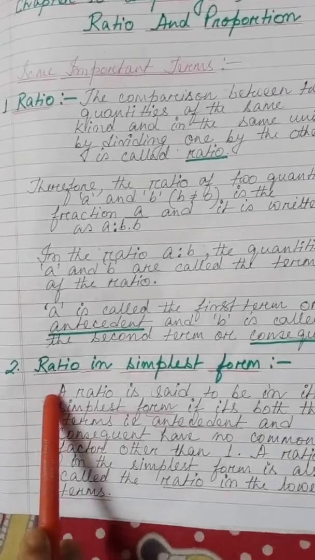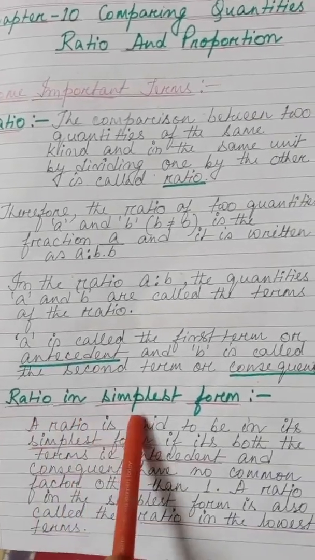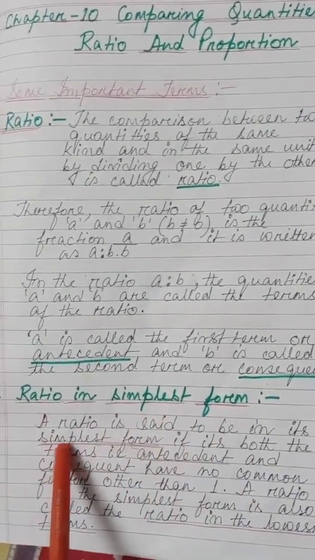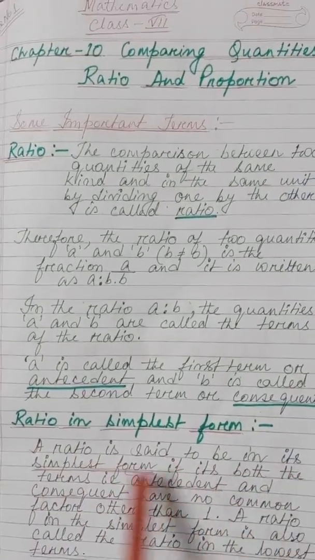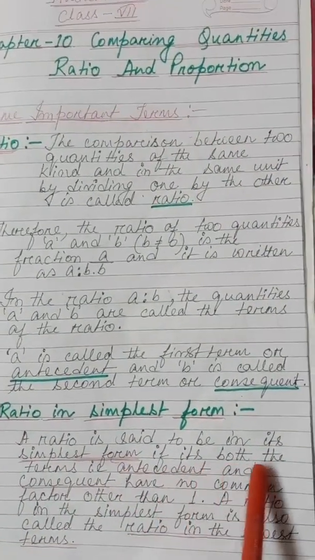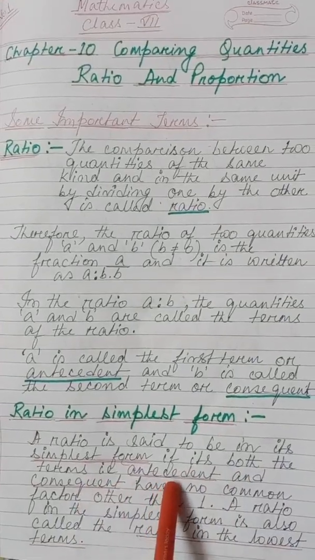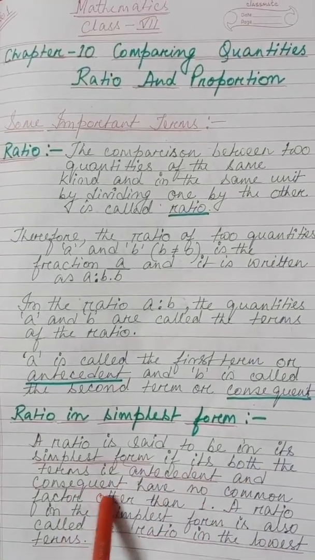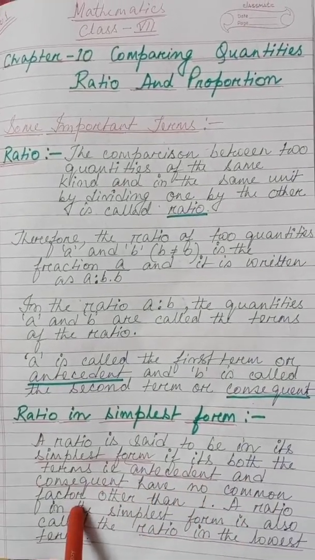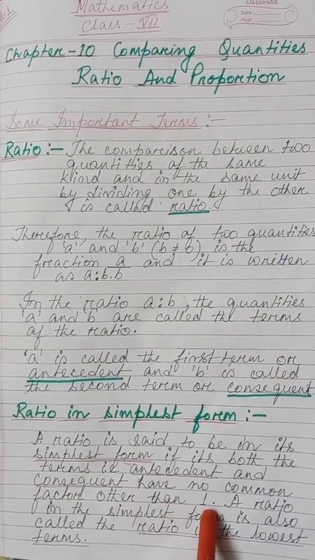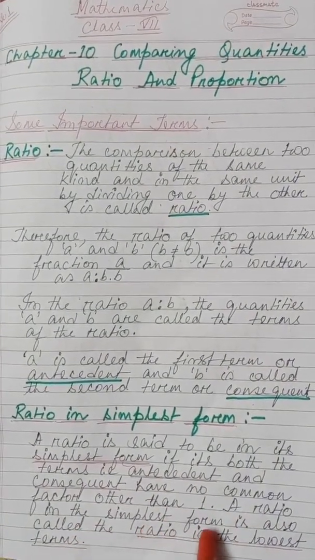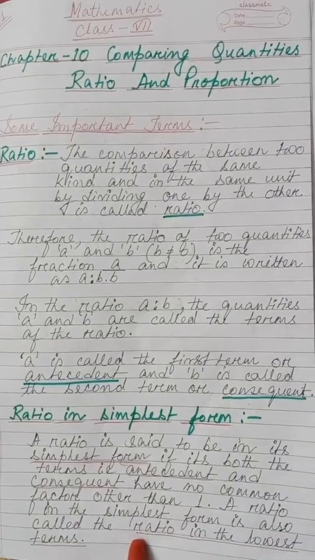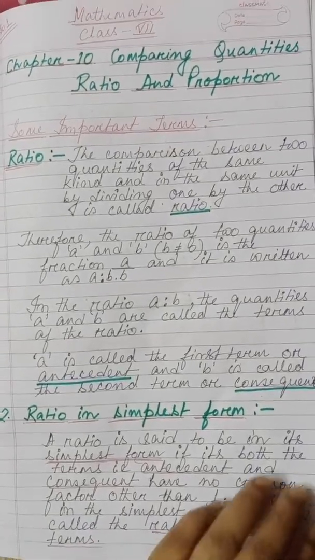Next, we come to the ratio in simplest form. A ratio is said to be in its simplest form if both its terms, that is, antecedent and consequent, have no common factor other than 1. A ratio in the simplest form is also called the ratio in the lowest terms.